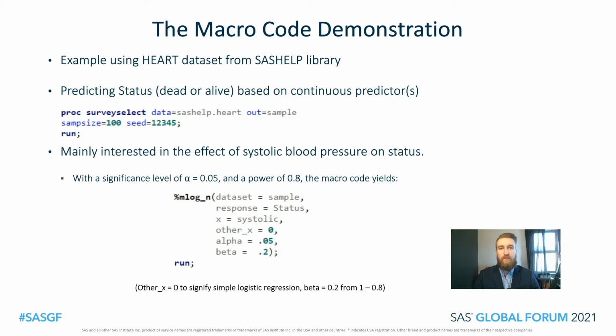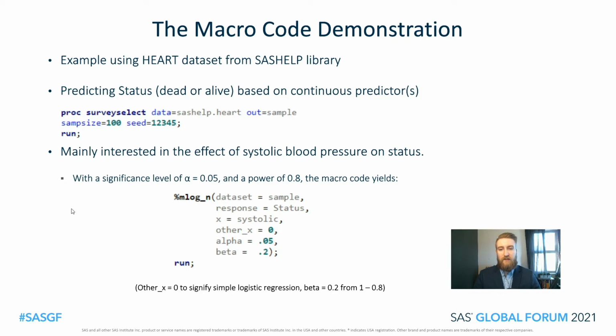We're going to predict it based on several continuous predictors, or just one predictor to start for the simple case. So what I've done, rather than using the whole data set, is take a random sample of it using proc surveyselect. This will be more realistic for how people will be using this macro. I'm taking a sample size of 100 random observations, and we're going to try and figure out the necessary sample size for this model to be appropriate.